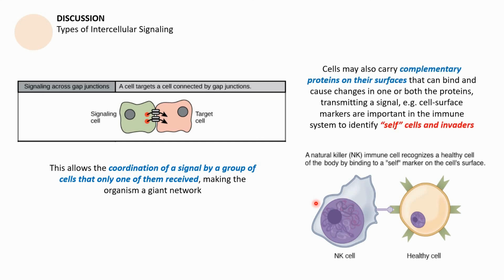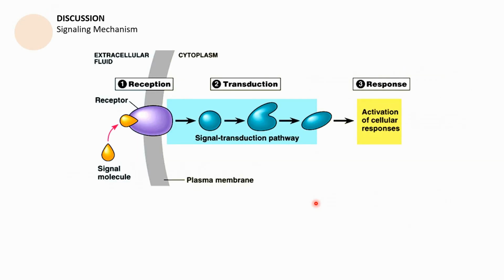So yan, cells may also carry some complementary proteins on their surfaces that can bind and cause changes in one or both of the proteins, transmitting a signal, such as cell surface markers that are important in the immune system to identify cells, and yung mga invader cells. Ayan. So that is for the types of intercellular signaling. Let us now move to the signaling mechanism.